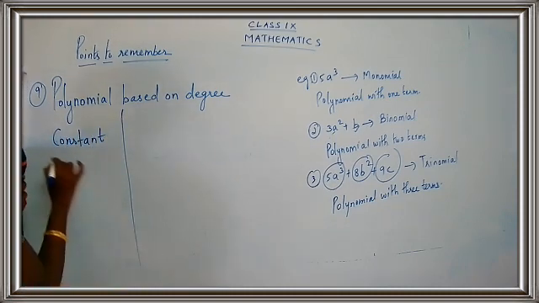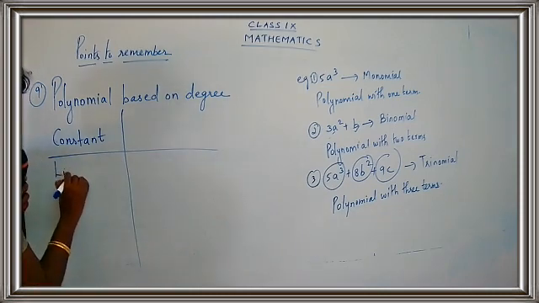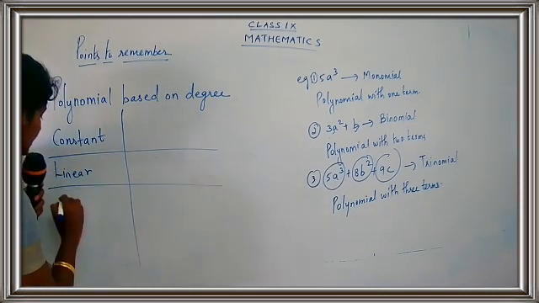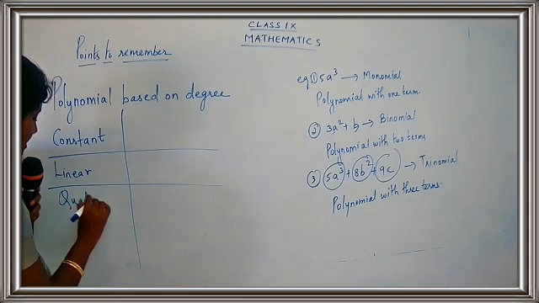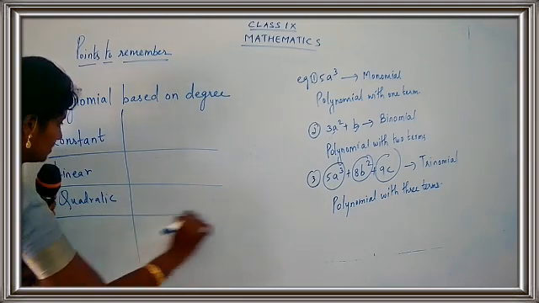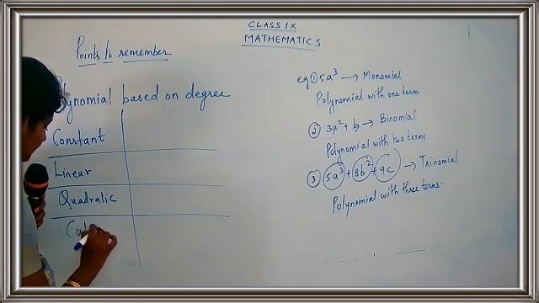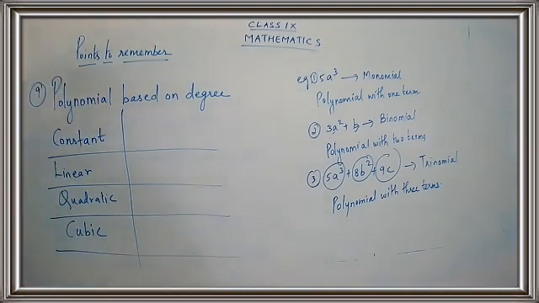Constant. The next one is linear. The next one is quadratic. And the next one is cubic. First, constant; next, linear, quadratic, cubic. Let's read the different polynomials based on degree.